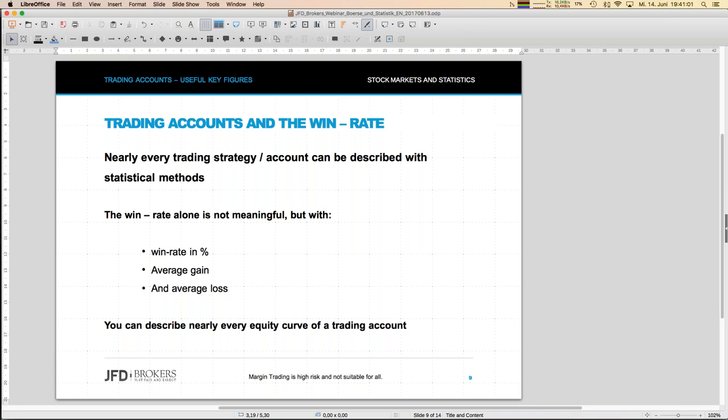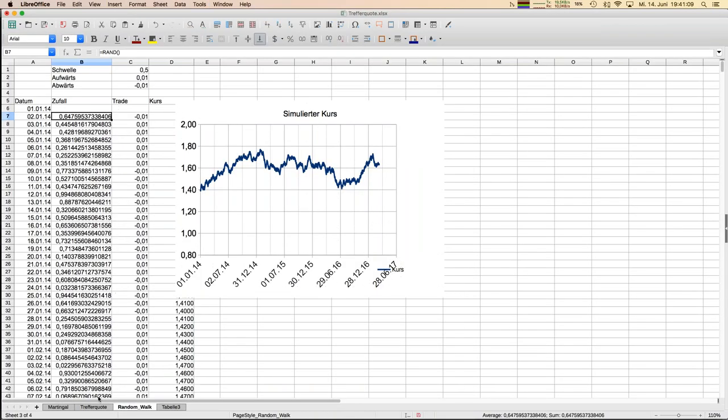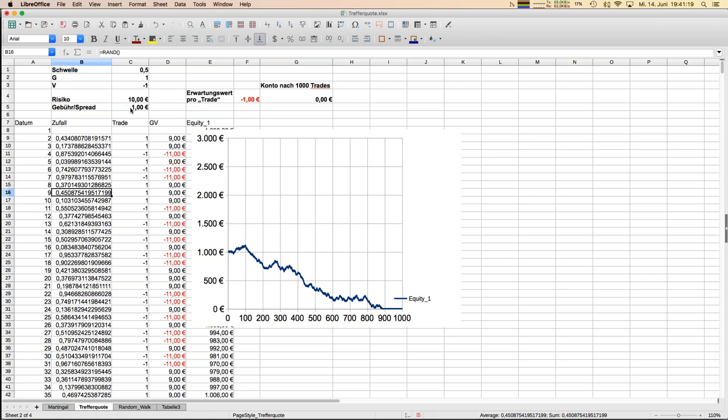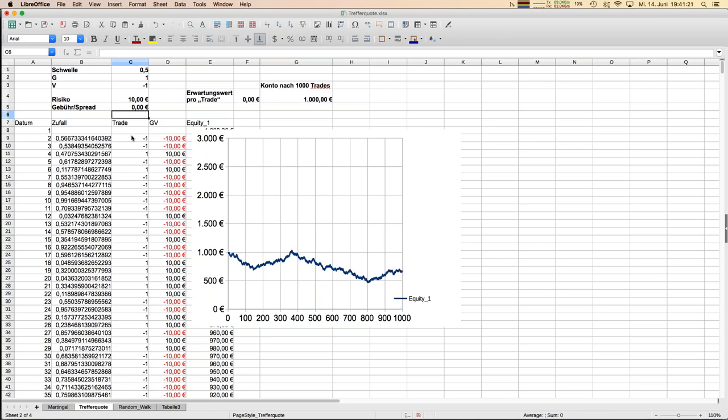Let me show you that a little bit more in detail here. So if, for example, we have a trading account, and you see now I switch here to another Excel sheet, and now I call it trading account. And the concept of that Excel sheet is in principle absolutely the same.